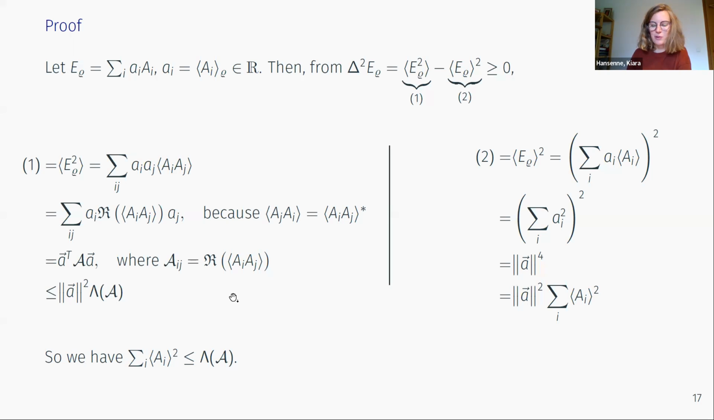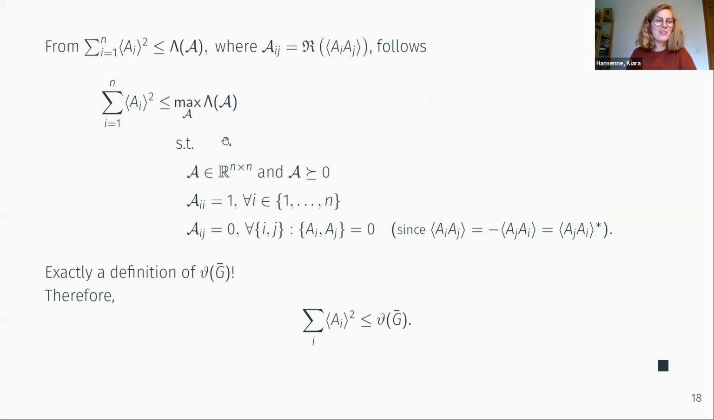All right, so I hope everybody still follows. So then from what we just found, where we have the largest eigenvalue of this matrix with entries like this, it follows that this is always smaller or equal than the maximum of the largest eigenvalue of A, with the restrictions on A that are the following. So this calligraphic A matrix is n by n, because we had n observables, so the indices go from 1 to n. Then this is a positive semi-definite matrix.